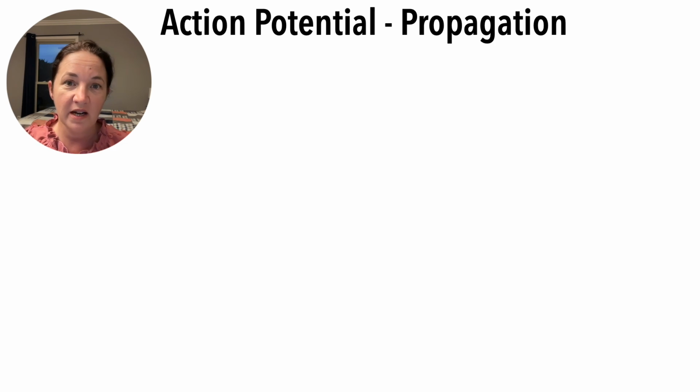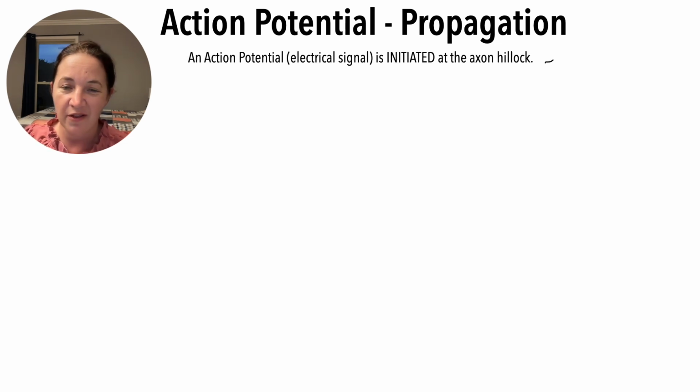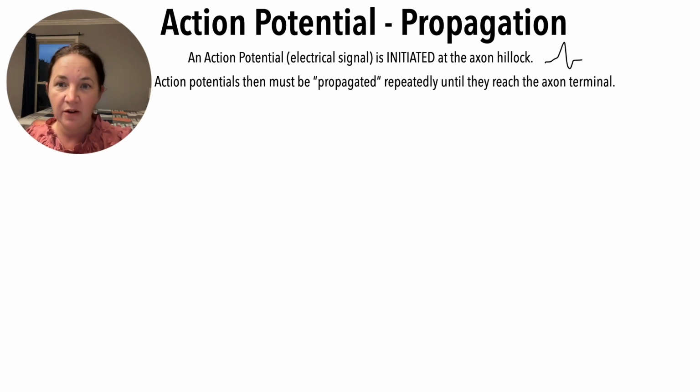Okay, so once it's been initiated, we've got to propagate it. An action potential, another fancy term for an electrical signal, is initiated at the axon hillock. And I've drawn a little one for you there. And then they must be propagated repeatedly until they reach the axon terminal.